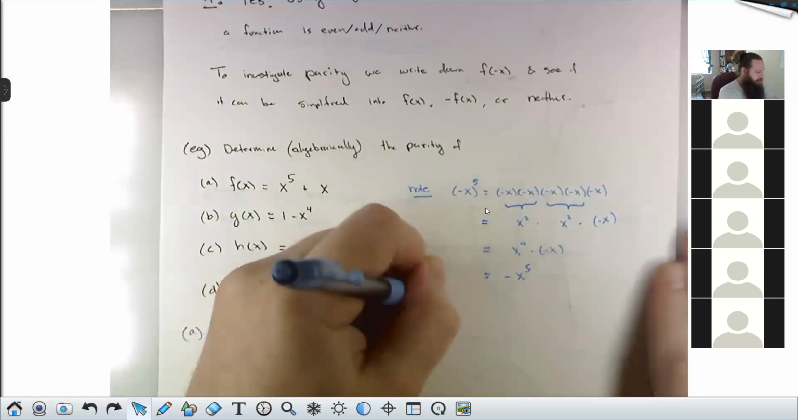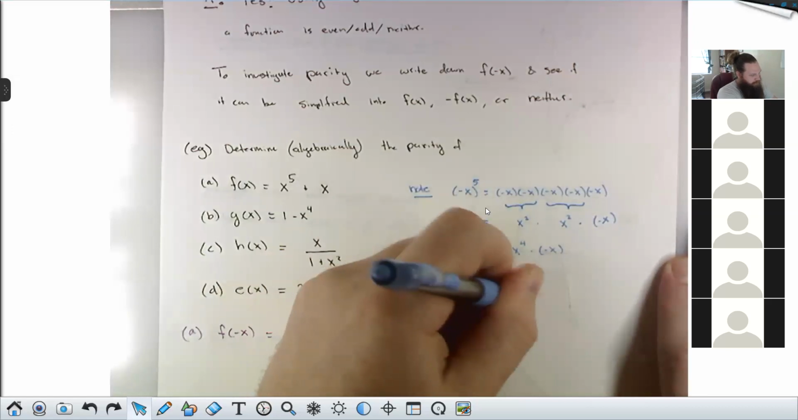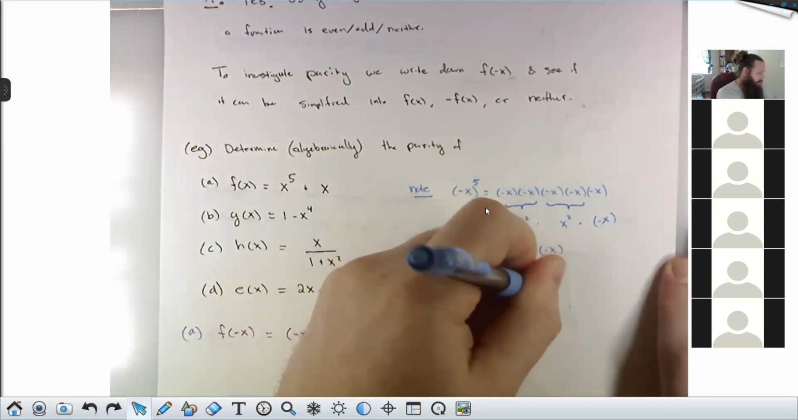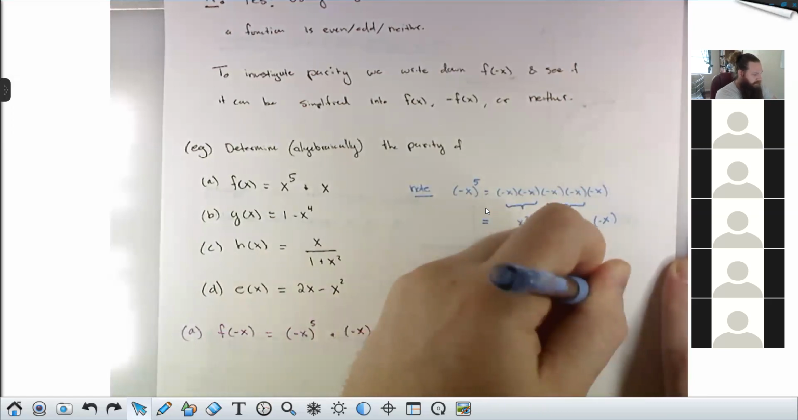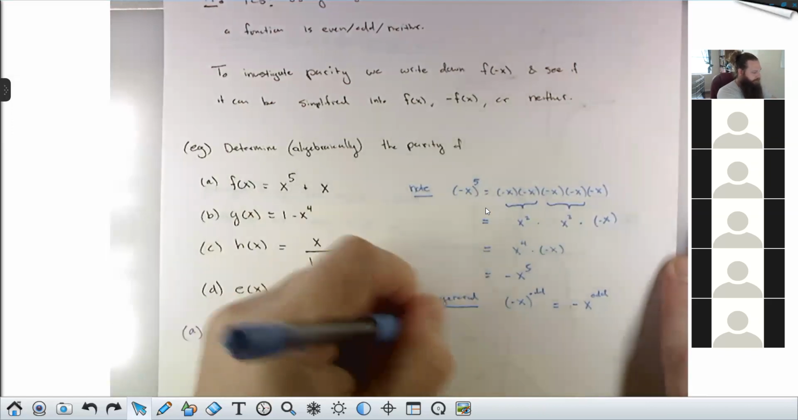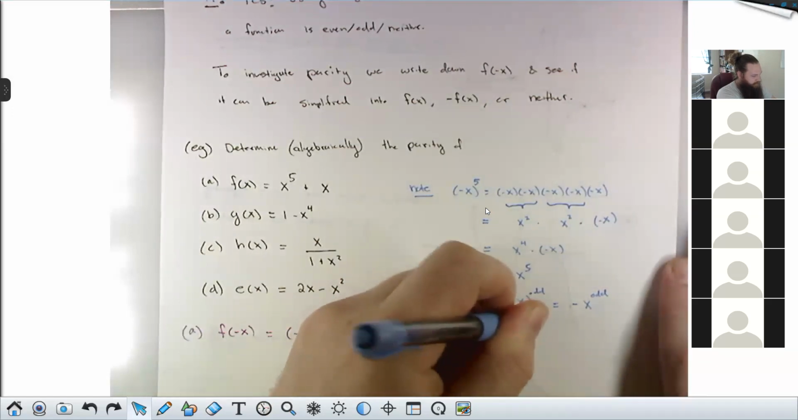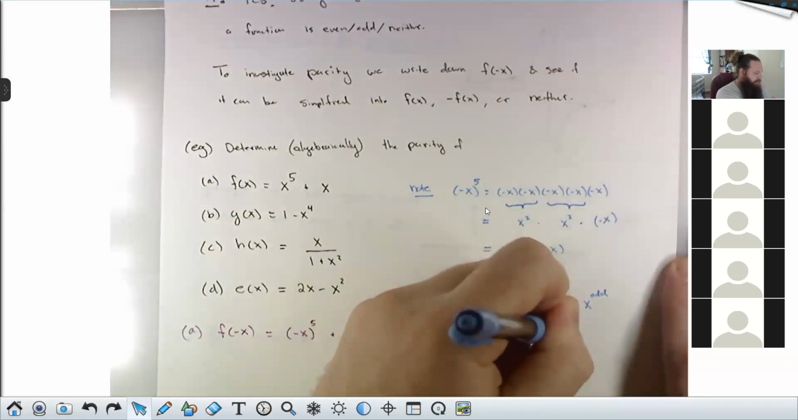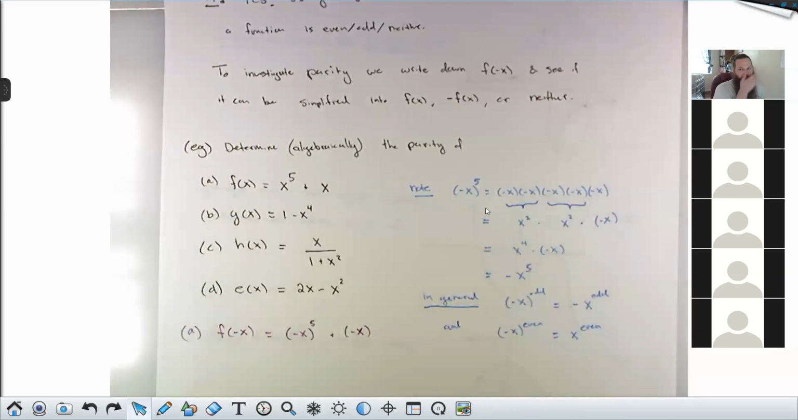So in general, negative x raised to an odd power is the same as the negative of x raised to that same odd power. And you may have guessed, negative x raised to an even power is the same as just x raised to that same even power. So odd powers spit out negatives, even powers gobble them up.